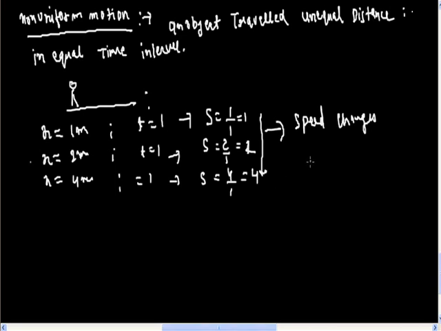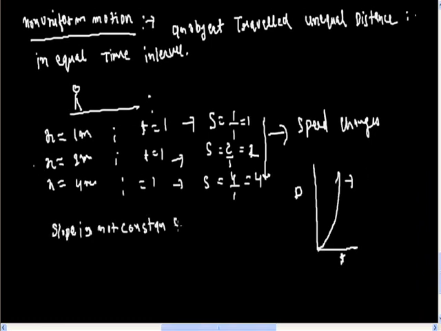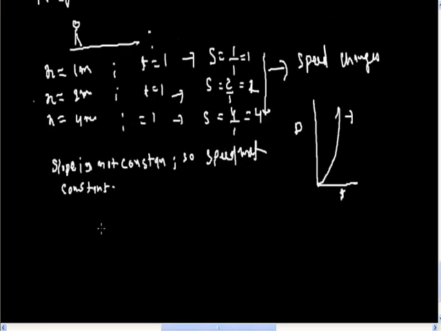So we can plot a graph. If the speed is not constant, then the graph will not be a straight line, it changes like this, a curve. In the distance and time graph, the slope is not constant. So the slope tells about the speed. The speed is not constant in non-uniform motion.